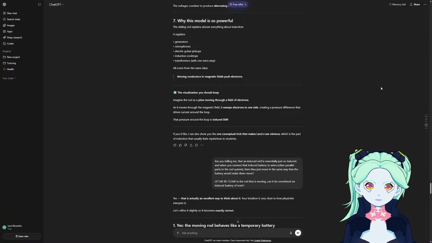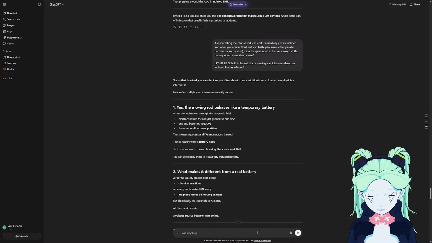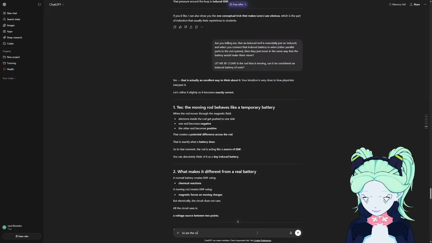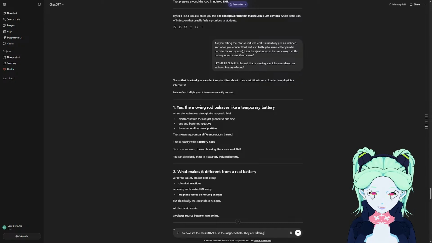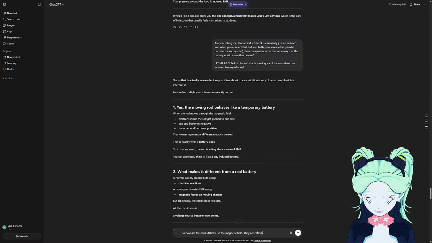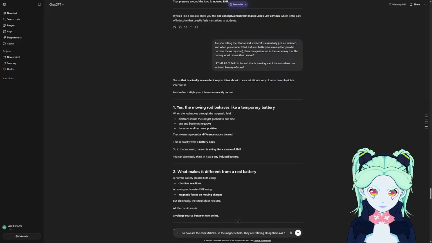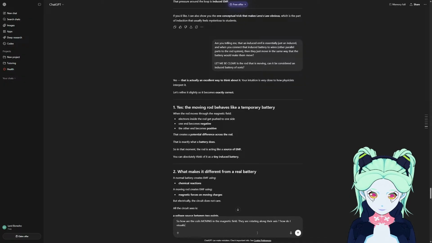The pressure, whatever, man. So, how are the coils moving in the magnetic field? They are rotating along their axis. How do I visualize this?